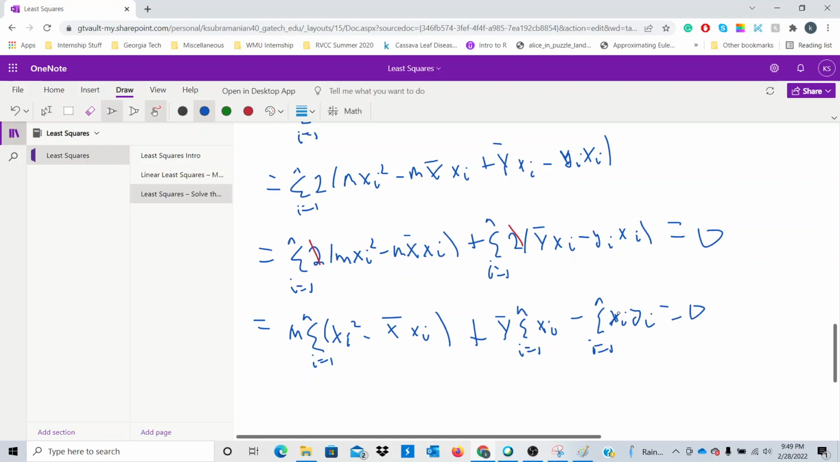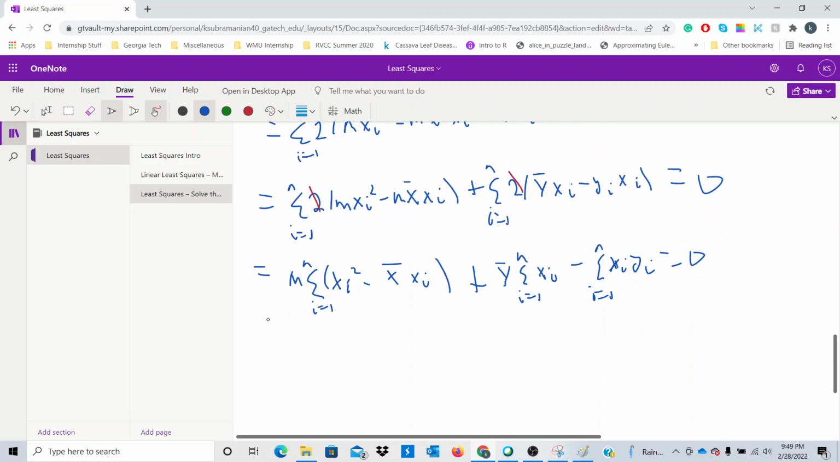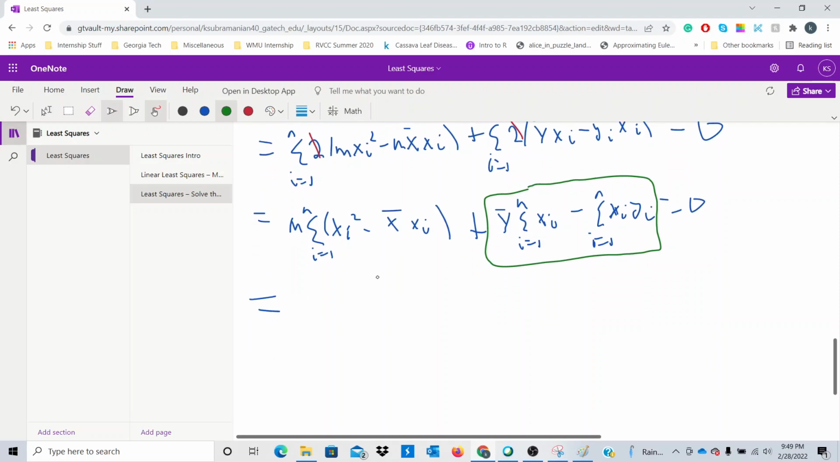So now what we have left is to solve for m. We're going to bring these terms in green to the right-hand side, and then divide by this summation, and that should give us the answer that we need. So here's what we're going to do. The result is going to be this.